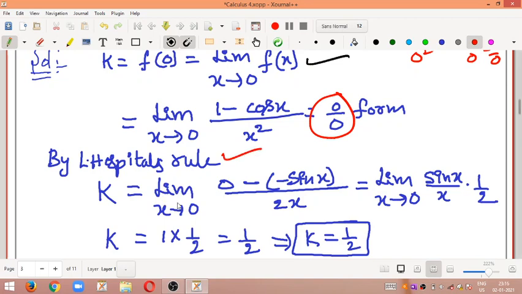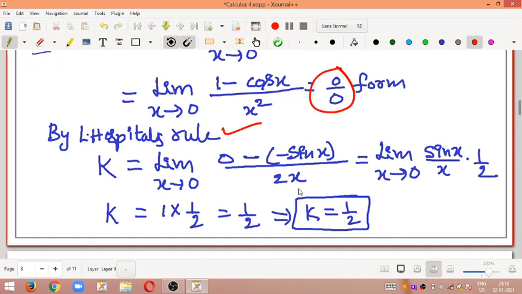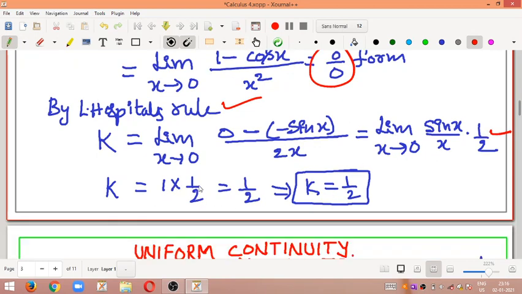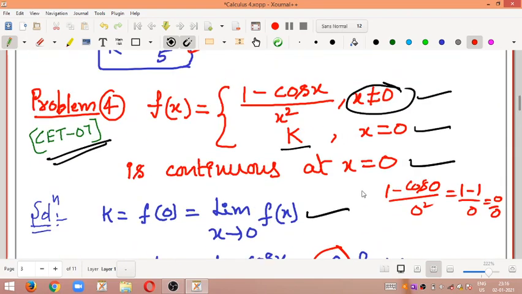So that is limit as x tends to 0, by differentiating this numerator value, differentiation of 1 is 0, minus will come as it is, differentiation of cos x is minus sin x, by differentiation of x square, 2x. So minus into minus is plus, limit as x tends to 0 sin x by x, 1 by 2. I am separately writing: limit as x tends to 0 sin x by x value is 1, 1 into 1 by 2 is equal to 1 by 2. The k value is 1 by 2. In this way, this is asked in CET and all competitive level examinations. So this is one of the beautiful questions.